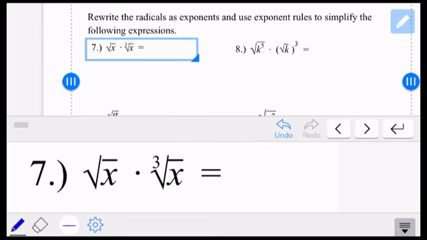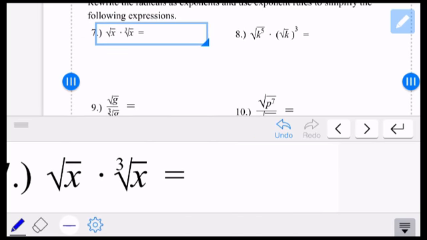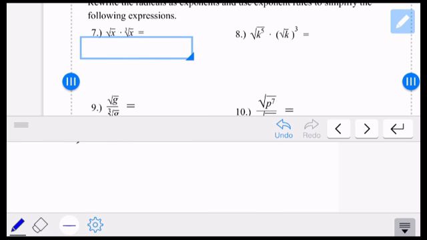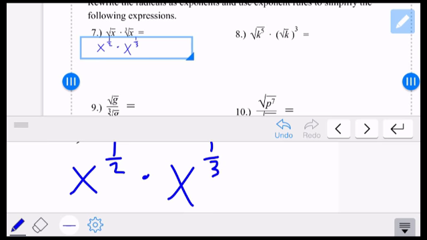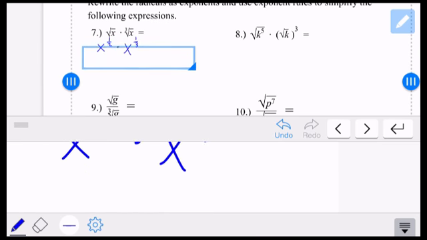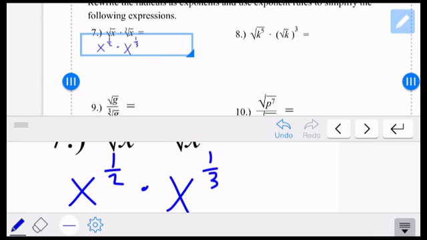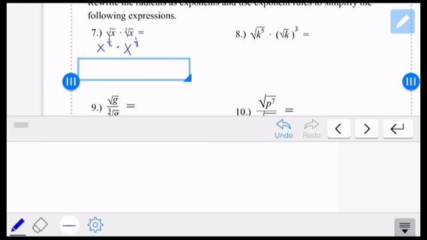So with 7, I have the square root of x and the cube root of x. So if I rewrote those guys as exponents, the square root would be x to the 1/2, cube root would be x to the 1/3. Then if I want to simplify, I have the same base. What do I do when I multiply those together? I need to add the exponents. So I need to figure out what is 1/2 plus 1/3.